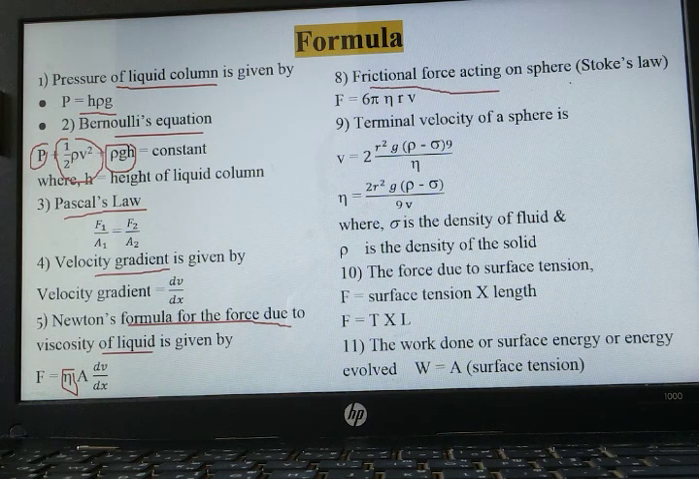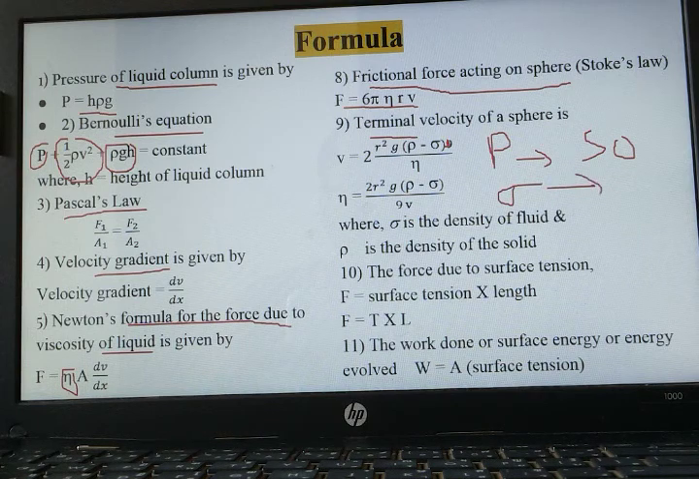Viscous force acting on the sphere is given by F is equal to 6 pi eta r v. Terminal velocity is given by v is equal to 2r square g (rho minus sigma) upon 9 eta, where rho is the density of solid and sigma is the density of liquid. Why has it been written in this manner? Because we know the density of solid is greater than the density of liquid.